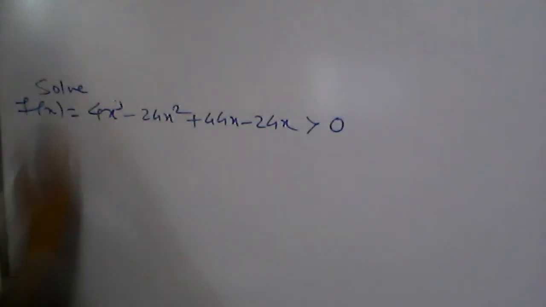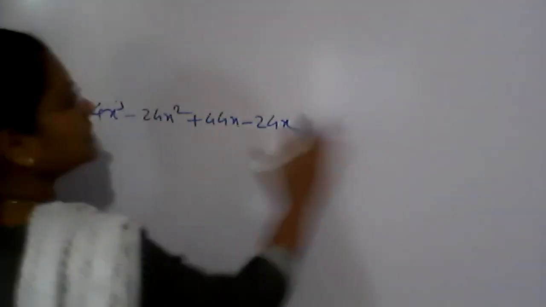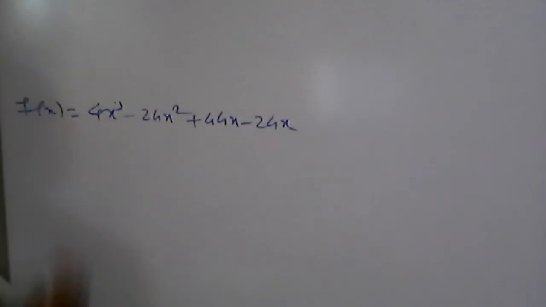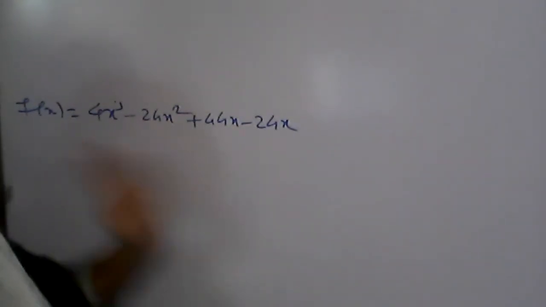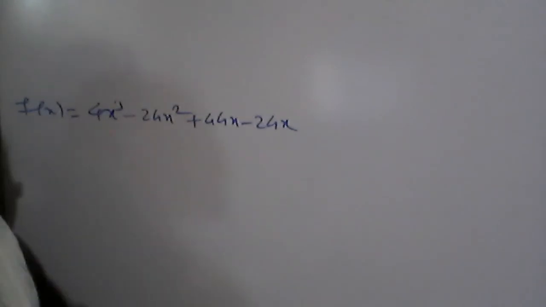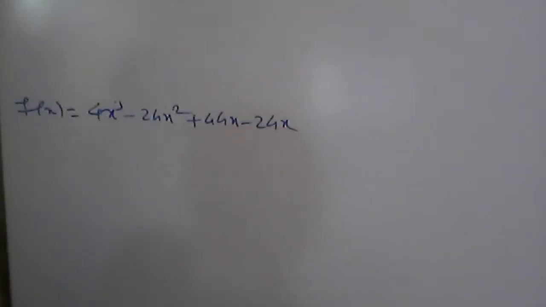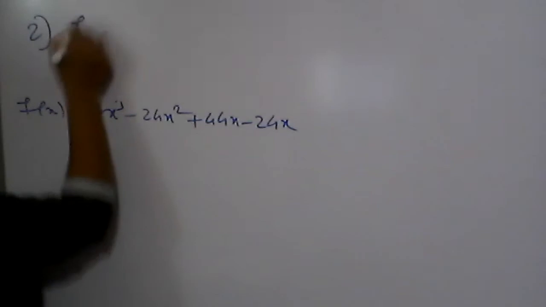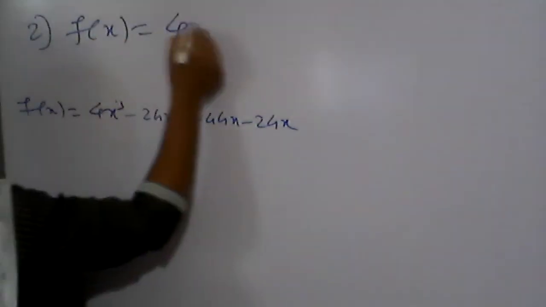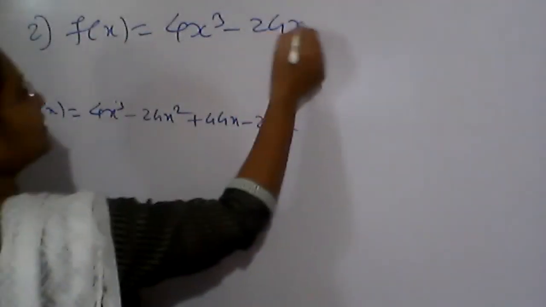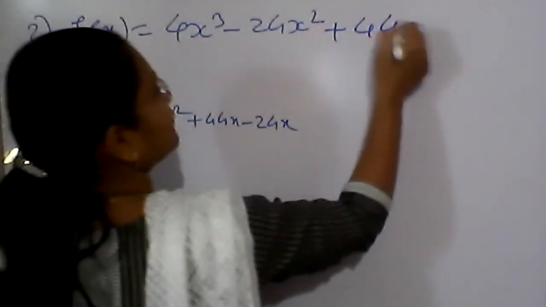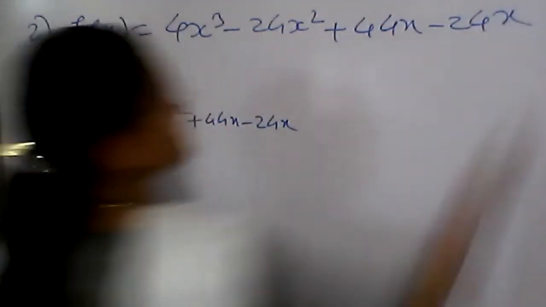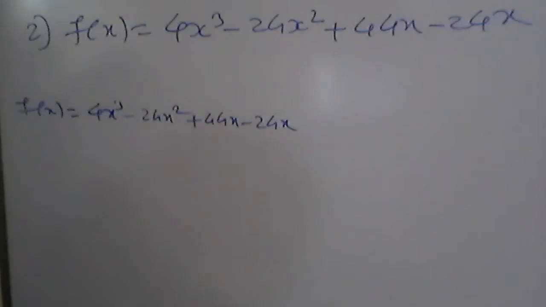Do one thing. Same question, only the polynomial, the function, will change. Find the intervals in which the given function is strictly increasing or strictly decreasing. Okay? Is it 24x or x? Only 24. Just a minute, I will write it here. F of x equals 4x cube minus 24x square plus 44x minus 24. Okay?